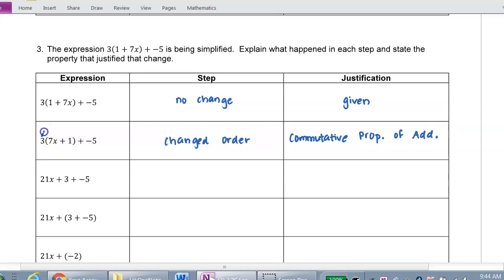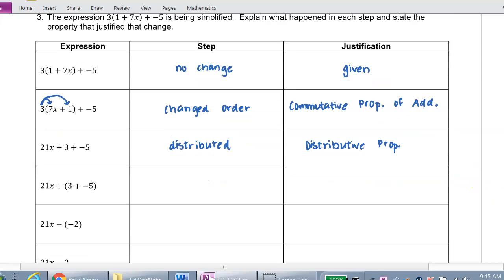And then, as expected, I noticed that they've multiplied 3 times 7x, that's 21x, and 3 times 1, that's 3. So they distributed the 3, as I expected them to do, and that, of course, is the distributive property, always pretty obvious when the distributive property has been used.